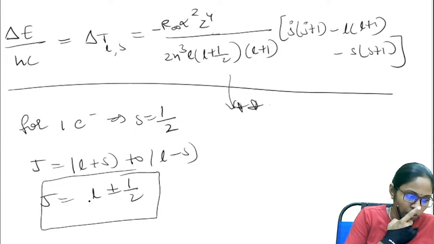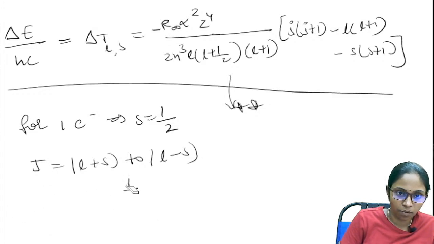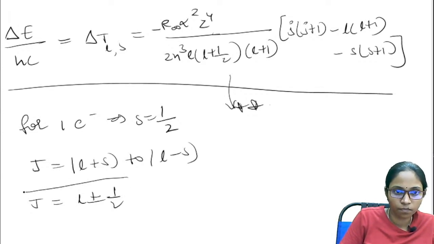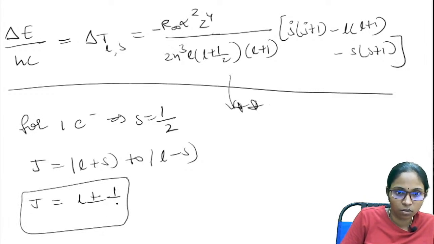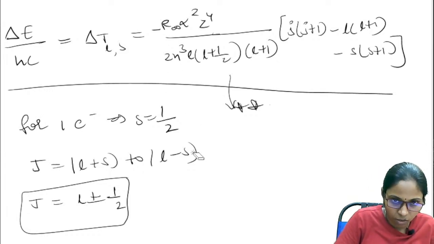And here what you have to do is, see, we have only one electron, and therefore I am considering only one value, that is, J is L plus or minus 1/2. Sorry, here we have only one electron. Okay, yes, this is modulus.